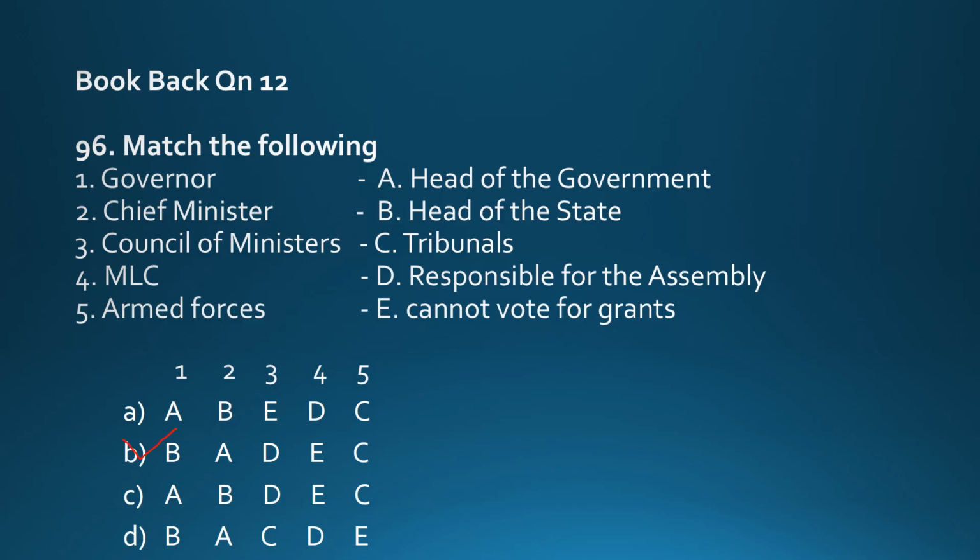Governor, head of the state. Chief Minister, head of the government. Council of Ministers, responsible for the assembly. MLC, cannot vote for grants. Armed forces, tribunals. Correct answer is option B, BADEC. Governor, head of the state. Chief Minister, head of the government. Council of Ministers, responsible for the assembly. MLC, cannot vote for grants. Armed forces, tribunals.